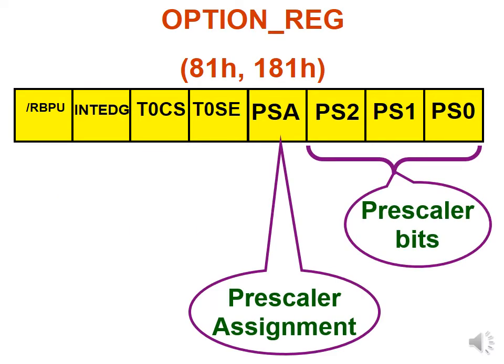PSA is a bit that is used to assign the prescaler between timer 0 and the watchdog timer. PS0 to PS2 are the bits that are used to select the prescale ratio. We shall discuss more about the prescaler when we get to the topic that discusses timers. But in general, a prescaler is used to divide the frequencies that are being counted by a timer.